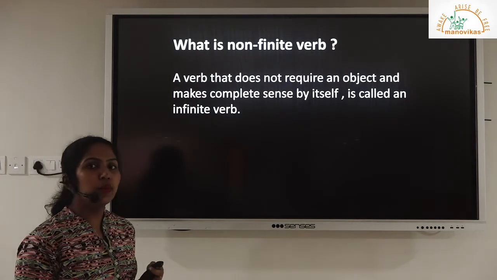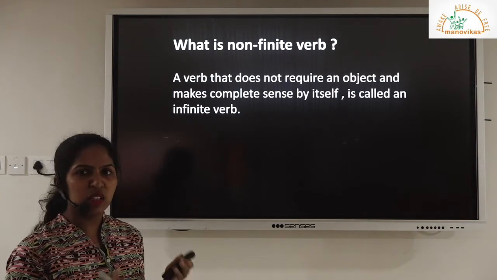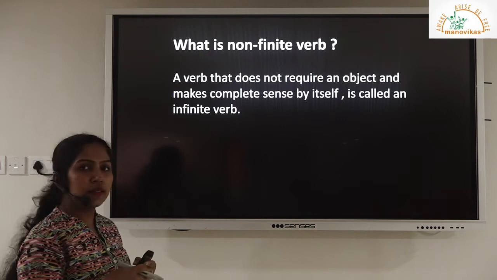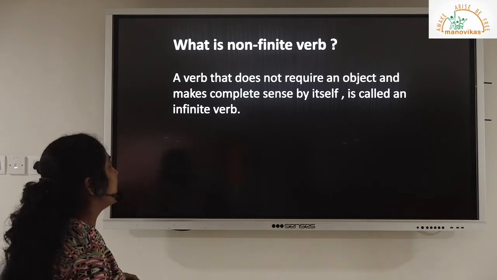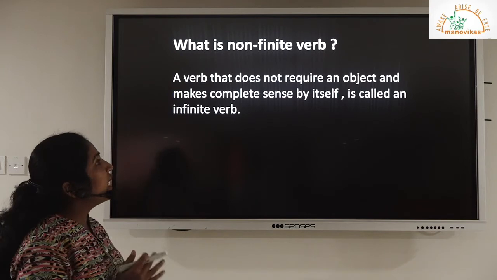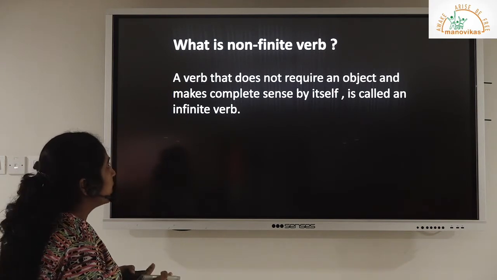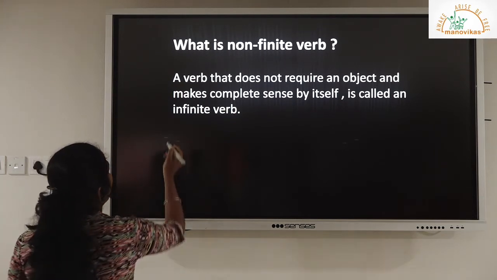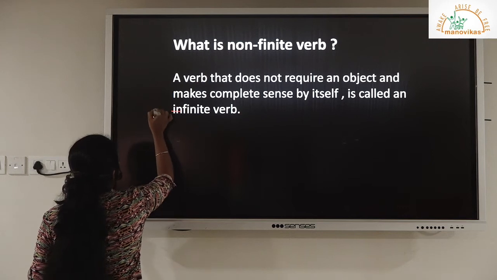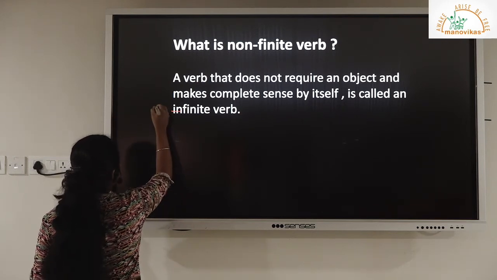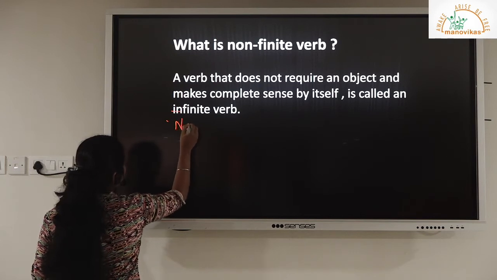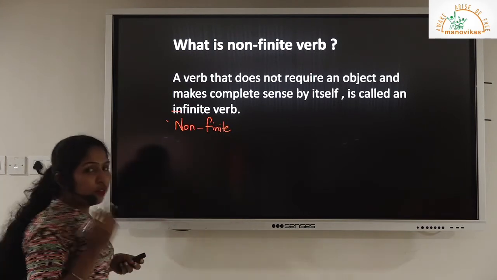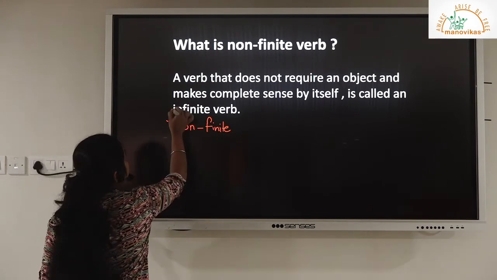Now let us understand what a non-finite verb is. It's obvious that it is the opposite of finite, therefore it is non-finite. But how do we identify a non-finite verb? A verb that does not require an object and makes complete sense by itself is called a non-finite verb.